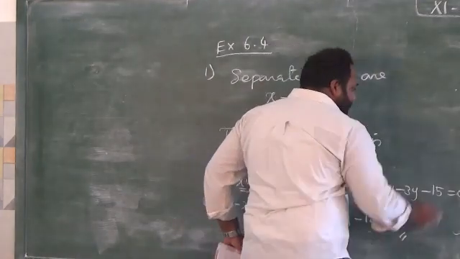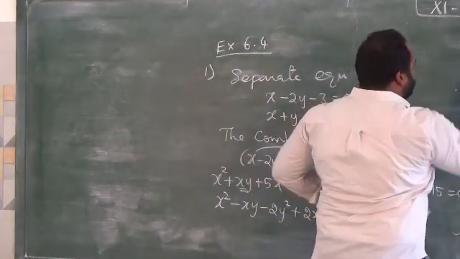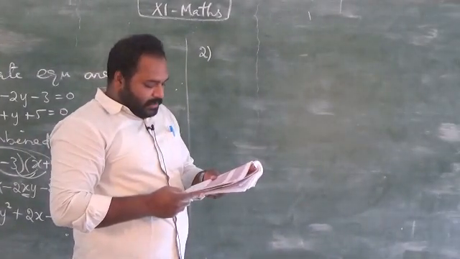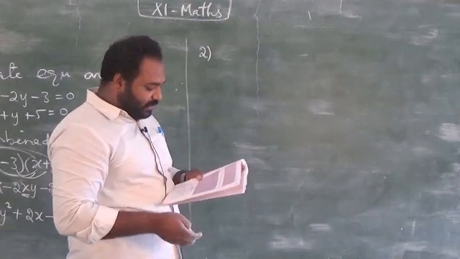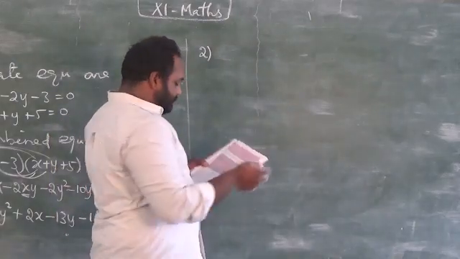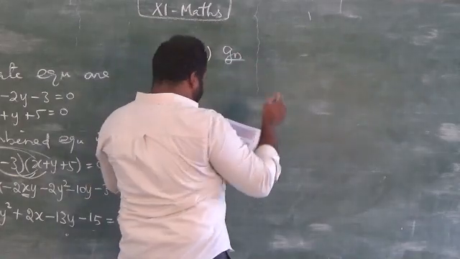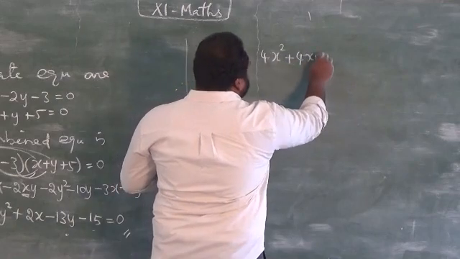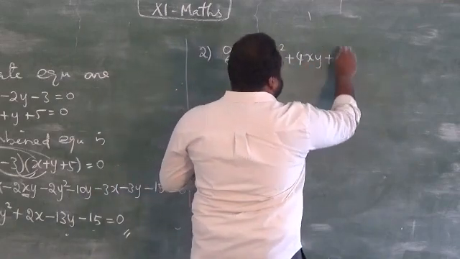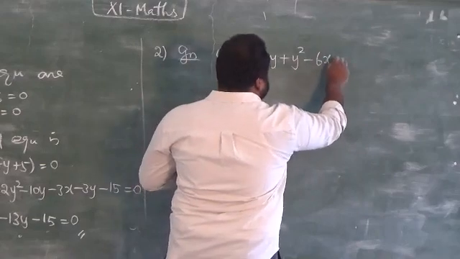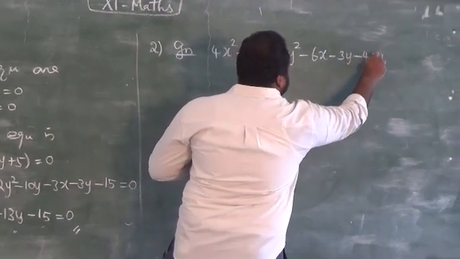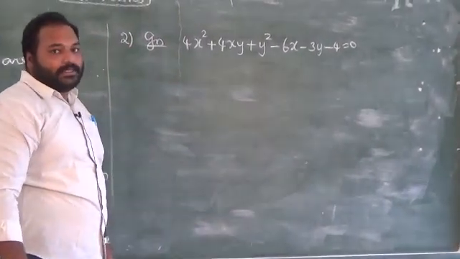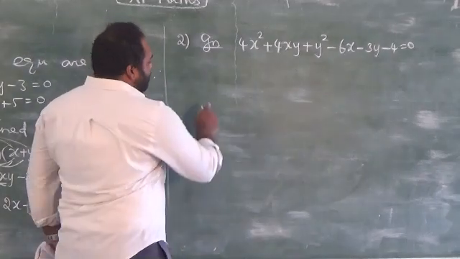Second question is, show that 4x square plus 4xy plus y square minus 6x minus 3y minus 4 equal to 0 represents a pair of parallel lines. First I am going to write the given equation.